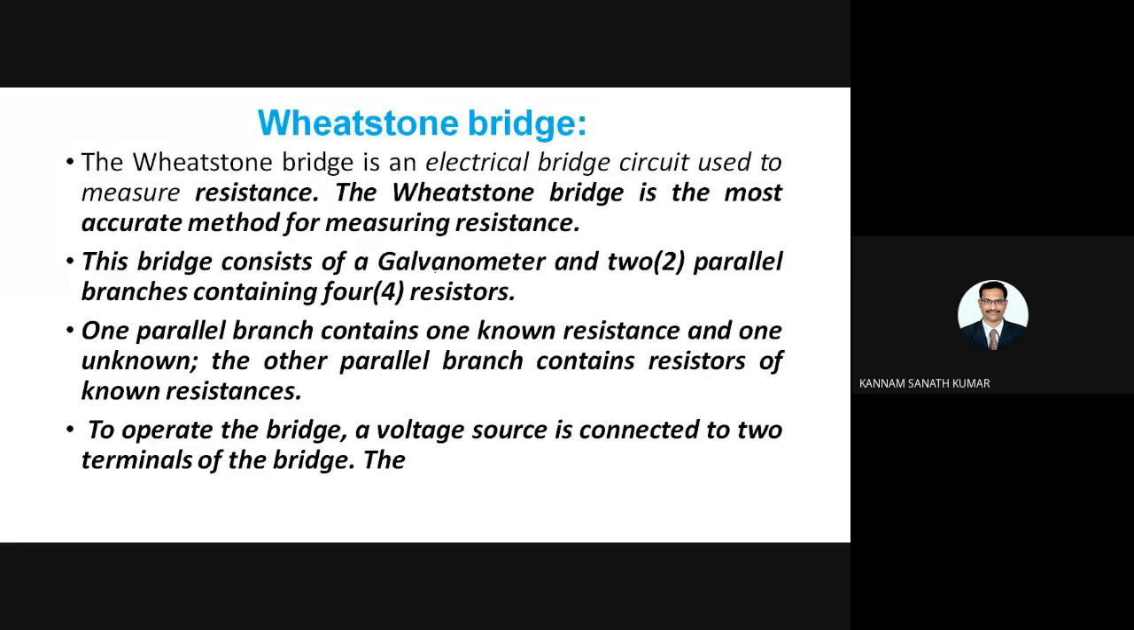This bridge consists of a galvanometer, two parallel branches, and four resistors. One parallel branch contains one known resistance and one unknown resistance. That unknown resistance you need to find out to make the bridge balanced, or at null position. The other parallel branch resistances are known resistances.